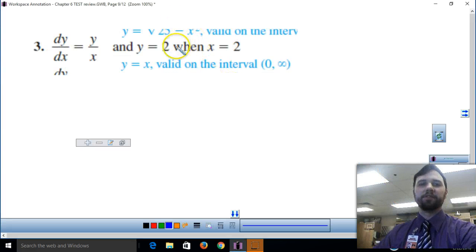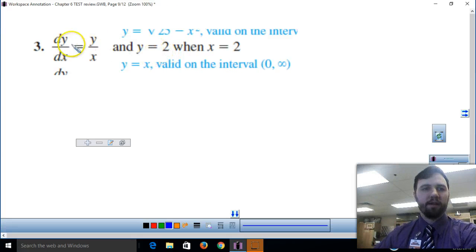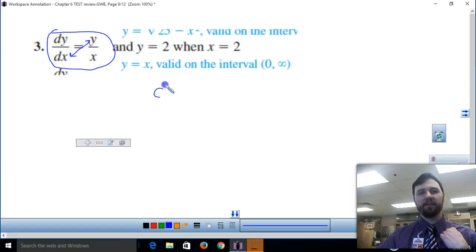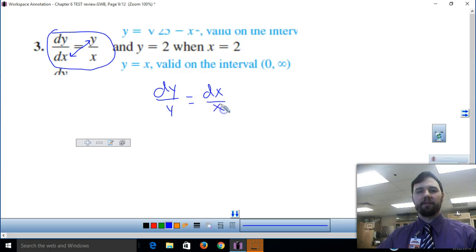Alright, separation of variables time. We're given this equation, asked to solve it. So what I'm going to do is switch my dx and my y to get all my variables on the same side. So you get dy over y equals dx over x.